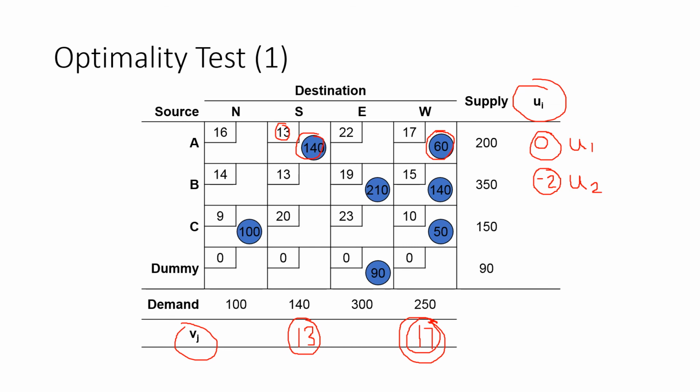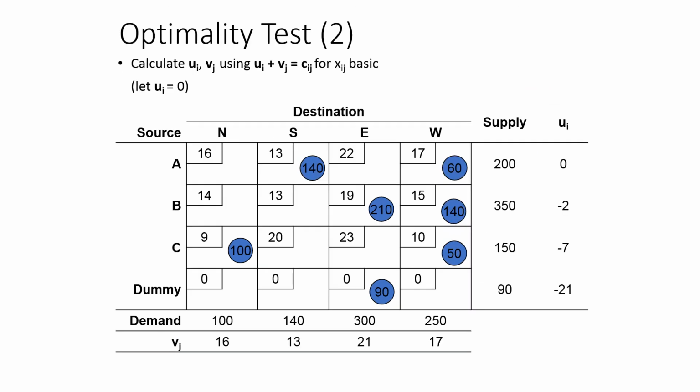Similarly, U3 can be found the same way. We'll say that 17 plus U3 is 10. What must this U3 be? It will be minus 7. I can continue like this. I'll see this already calculated for us in the next slide anyway. We continue in this manner until we find all these ui's and the vj's in here by simply looking at all the basic variables.